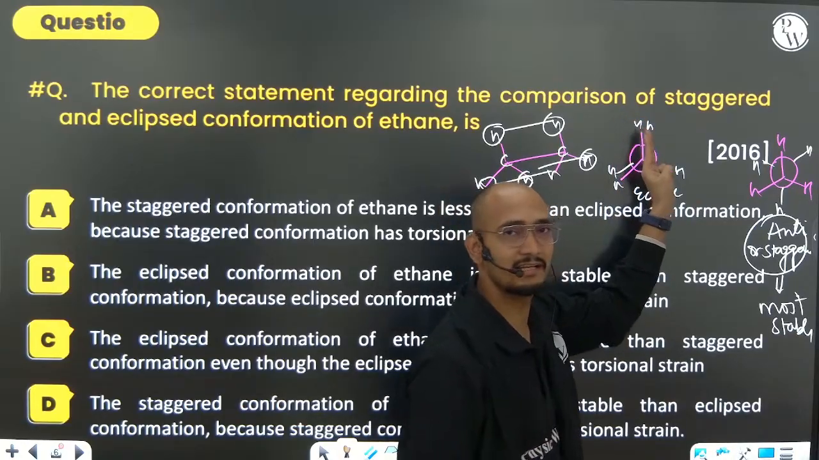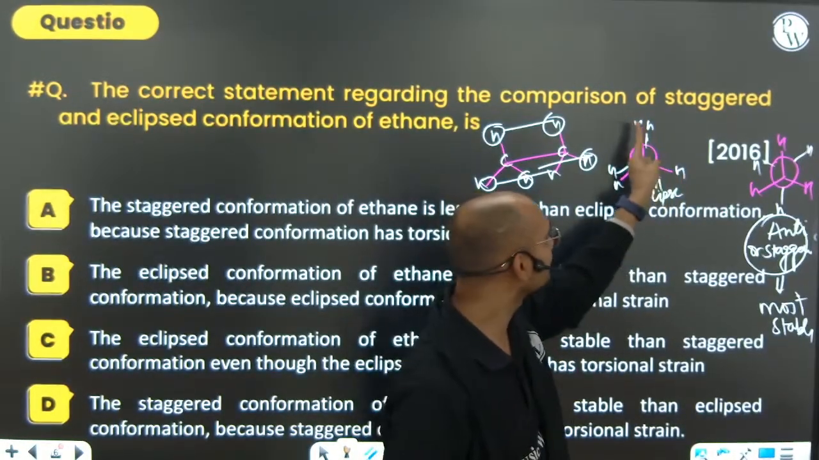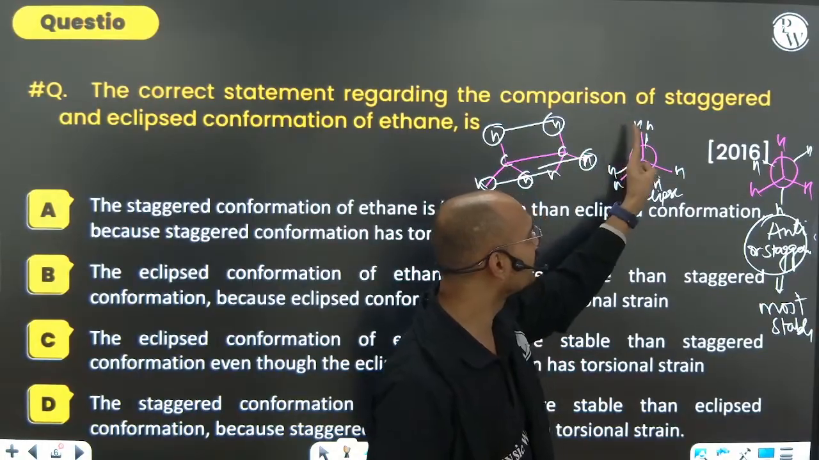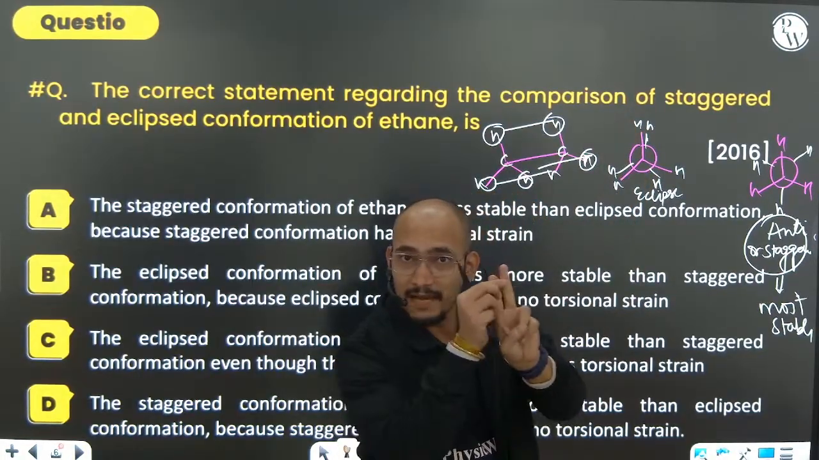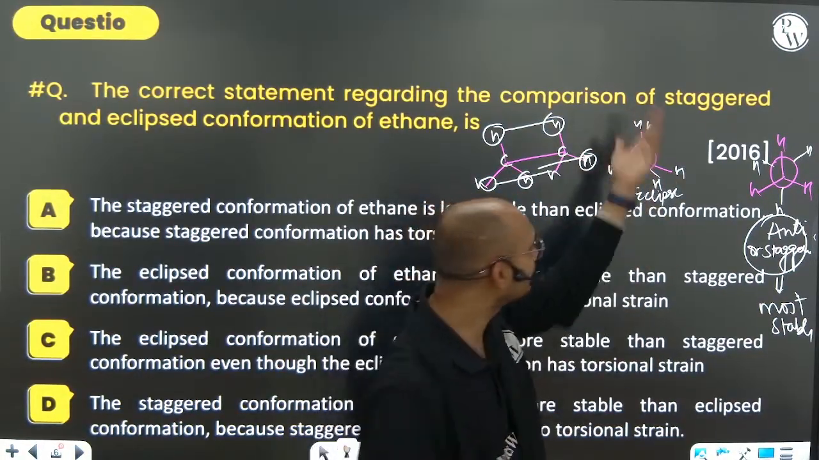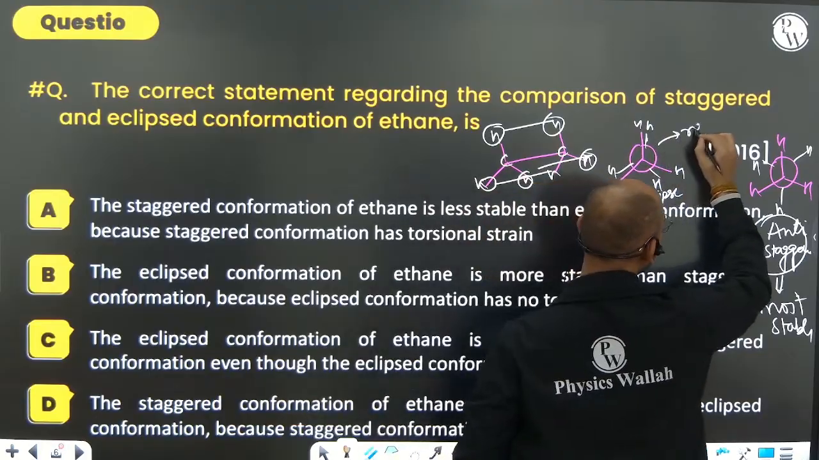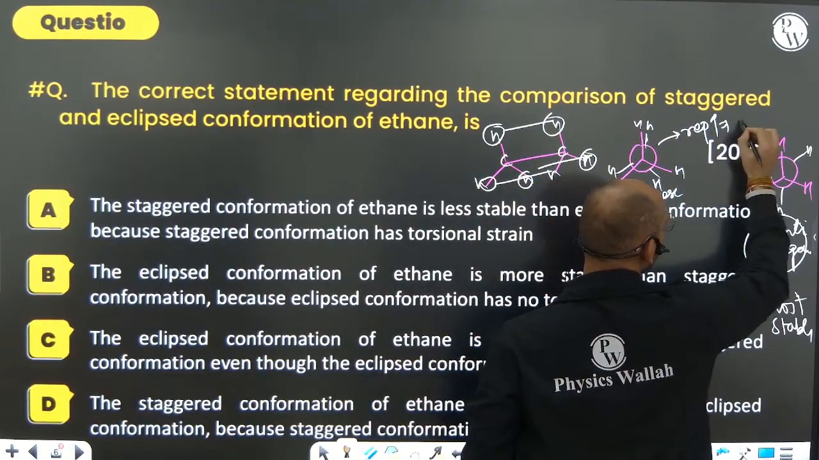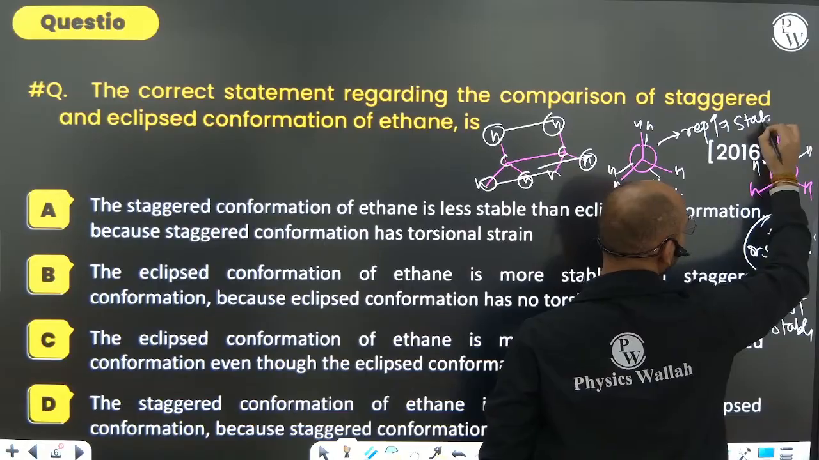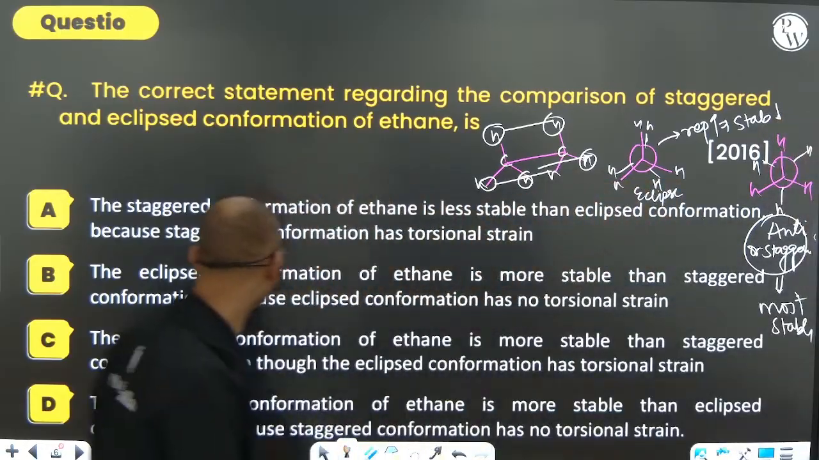So the dihedral angle here is how much? 0 degrees. As the dihedral angle is 0 degrees, what can we say? Here the repulsion will be maximum. As the repulsion is maximum, its stability will be minimum. Stability is minimum. Come, look carefully.